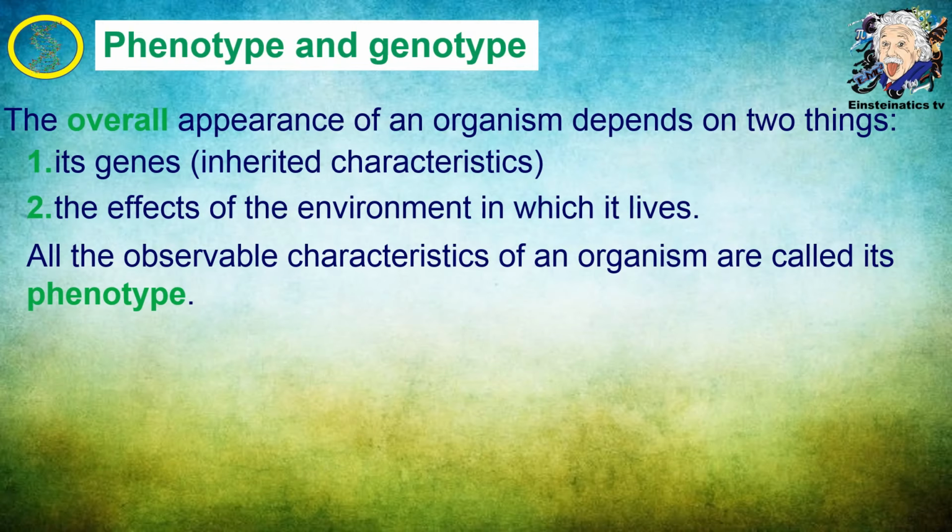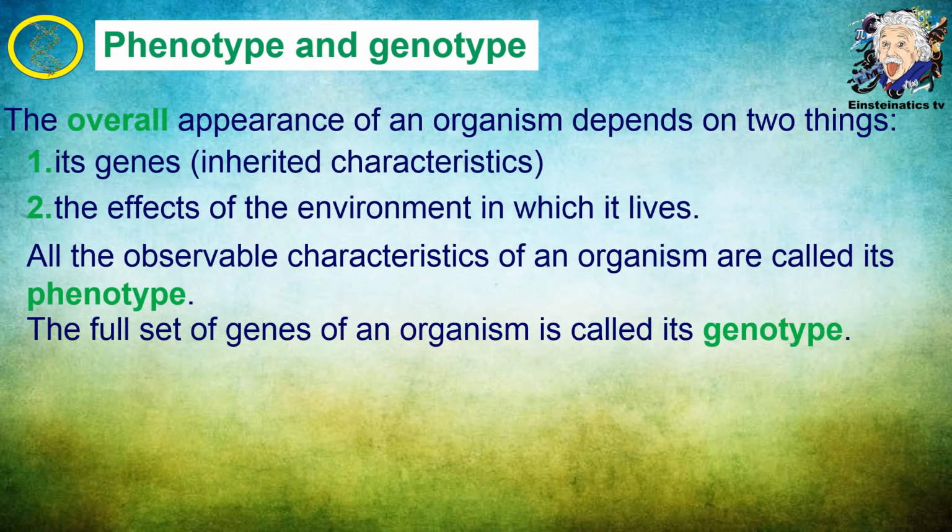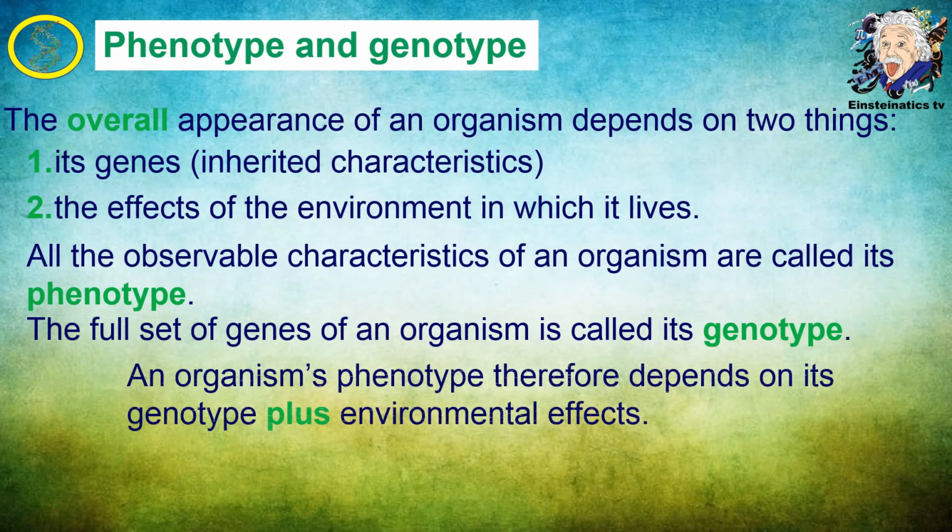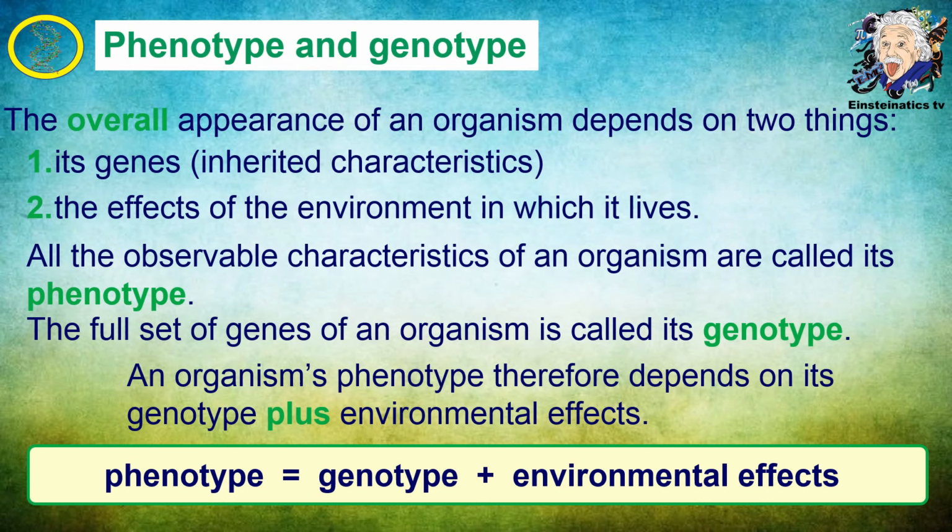Lahat ng mga observable characteristic, meaning nakikita sa organism, ito ay tinatawag na phenotype. Yung full sets of genes naman, both yung nakatago at yung na-express, ito naman ay tinatawag na genotype. Yung organism's phenotype therefore depends on its genotype plus the environmental effects.